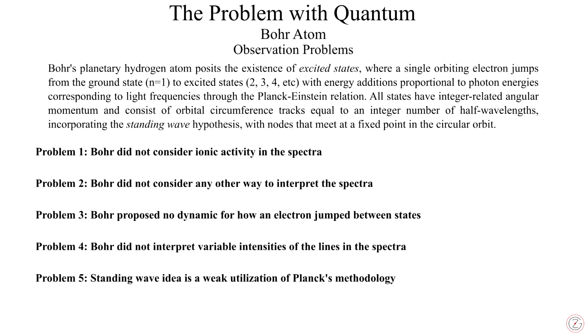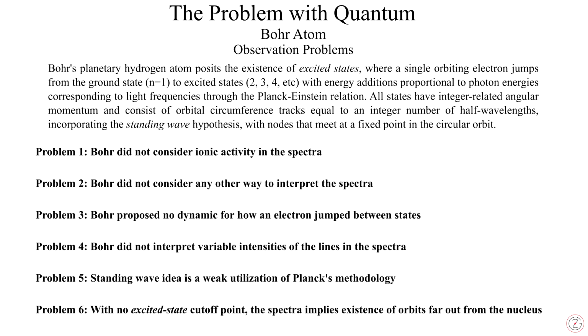The standing wave idea is a weak utilization of Planck's methodology. Why an integral number of wavelengths might be assumed to have any physical relevance is questionable. The orbit is not vibrating and has no fixed boundary condition. Even the slowest electron travels at approximately 1% of light speed, making quadrillions of orbits per second. There is no altitude maintenance dynamic at these velocities. With no excited state cutoff point, the spectra implied the existence of orbits far out from the nucleus.